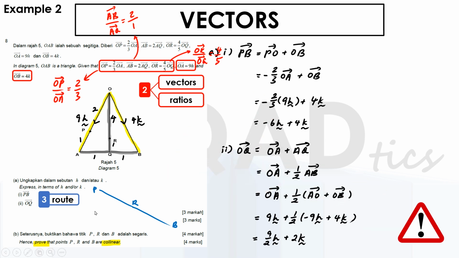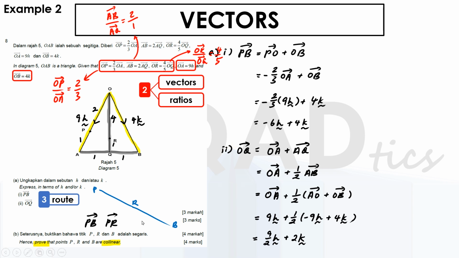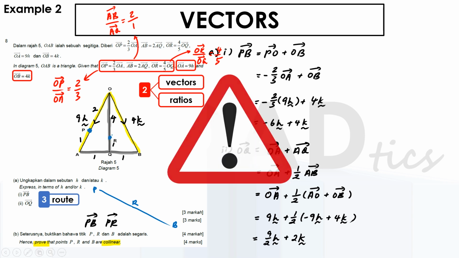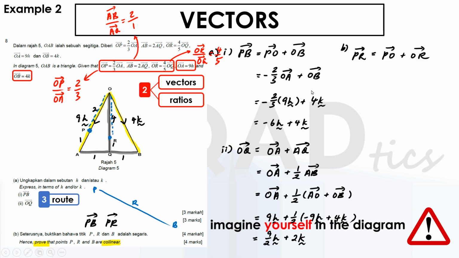So to prove this, we need to have two vectors which involves points P, R, and B. So one of the vectors is in part A, which is PB. Okay, so we need to find another vector which involves these 3 points. So let's choose PR, vector PR for this question. Okay, so for PR, let's figure out the route. Alright, so what I will do is, let's go from P to O, and then let's go from O to R, because this is the only way to go to R. Right? So here I will write PR equals to PO plus OR.